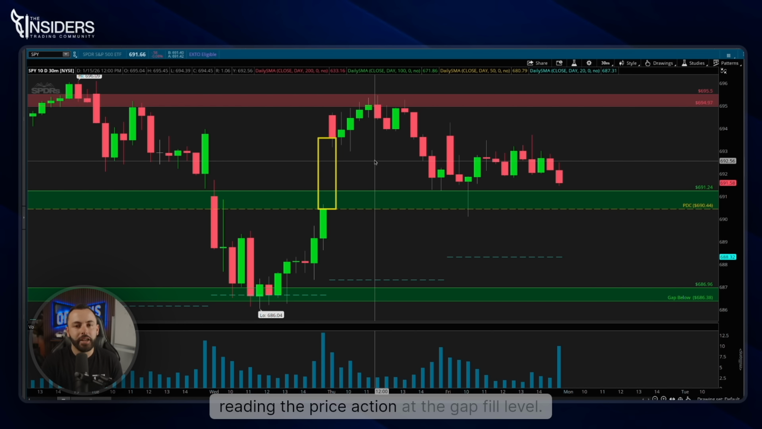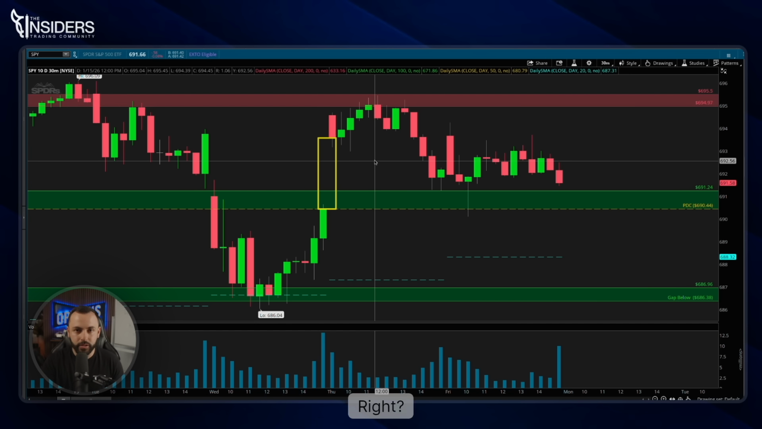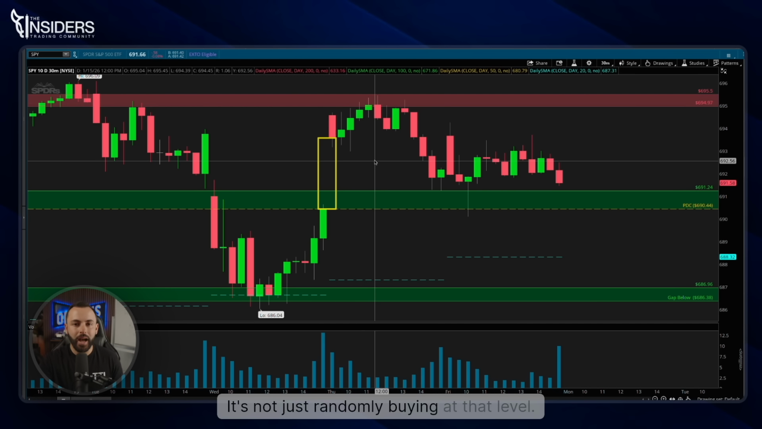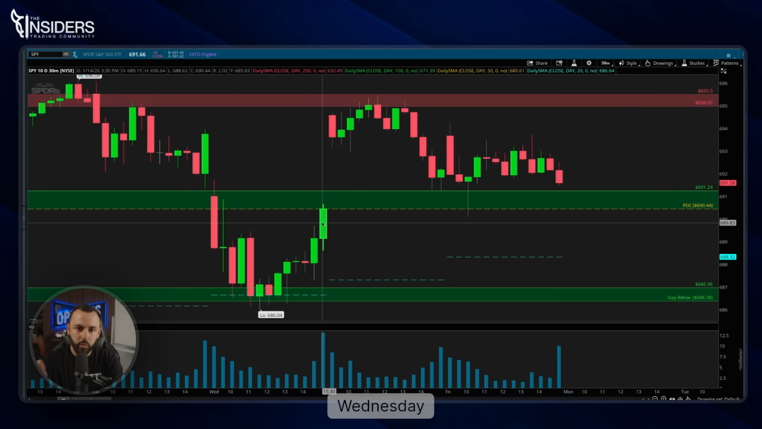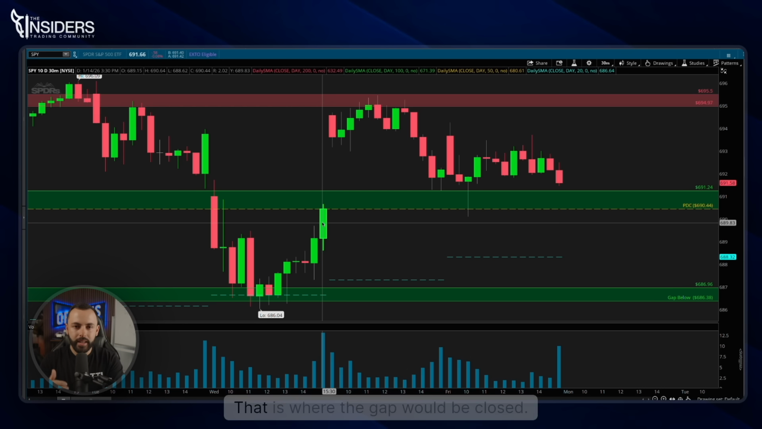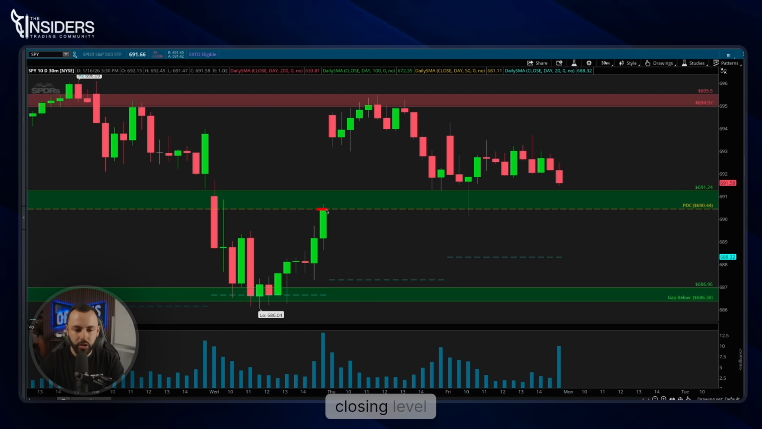Reading the price action at the gap fill level, right? It's not just randomly buying at that level. It's what is the market providing me? What is the information that the market is showing me once we hit that gap fill level? And so here we can see that the close from Wednesday is 690.44. That is where the gap would be closed. That is the Wednesday closing level at 690.44.